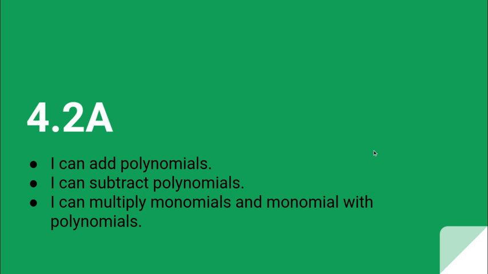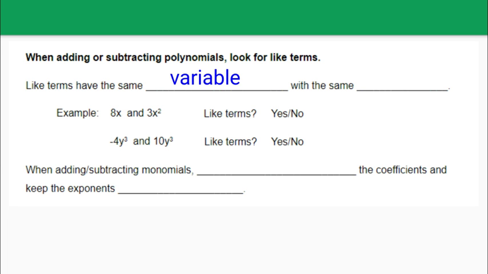Today you are going to look at polynomials, and this is a review lesson from Algebra 1, but it's good to relearn this. Today you're going to add polynomials, subtract polynomials, and multiply a monomial by a polynomial. So have your 4-2 notes out and ready. All right, let's fill in some vocabulary to start.